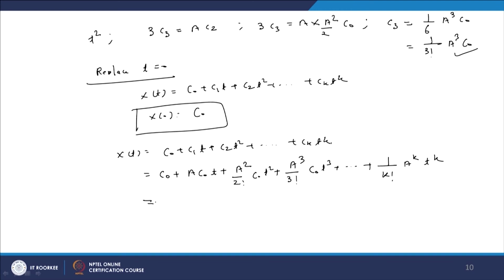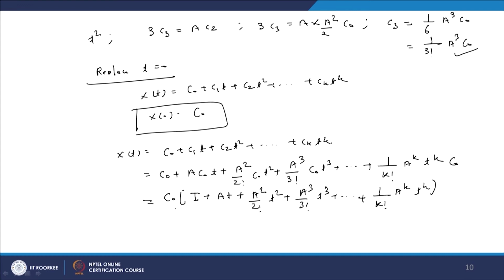Now, we will find that in all these cases, the term C0 is common. So, we will take C0. So, we can write down I plus A into T, A square factorial 2 into T square, A cube factorial 3 into T cube, plus 1 by factorial k A raised to k into T^k. So, now we have got this one.